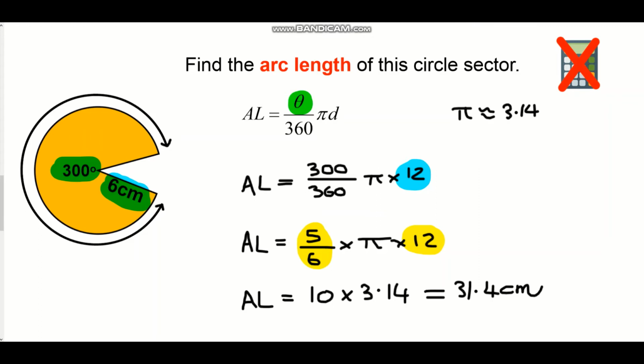Just make sure that you simplify your fraction fully, and then use that fraction and the diameter to come up with a whole number that you can then multiply pi by. It won't always be as easy as multiplying by 10, but you should be able to use chimney sums to come up with an answer without using a calculator.